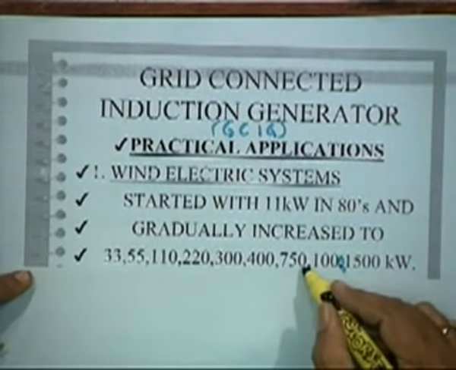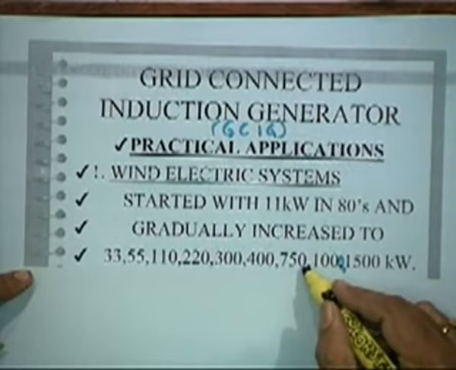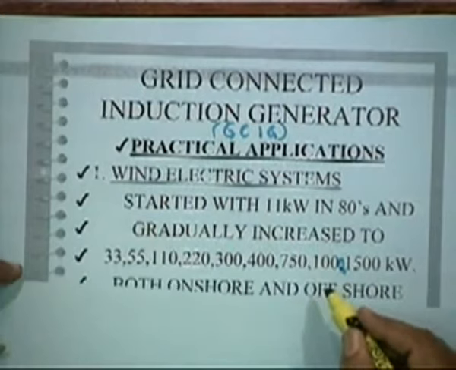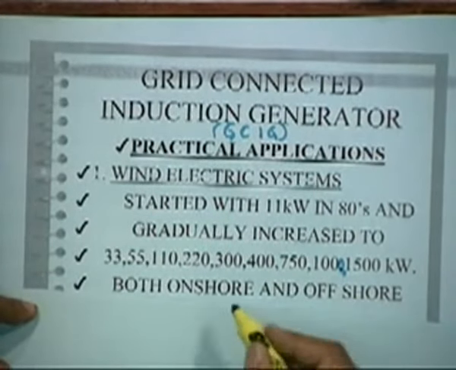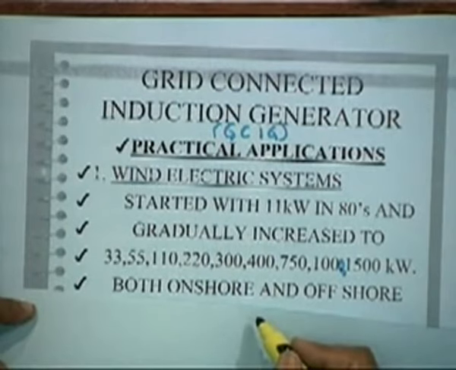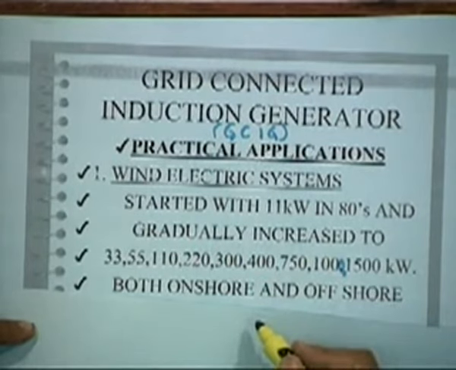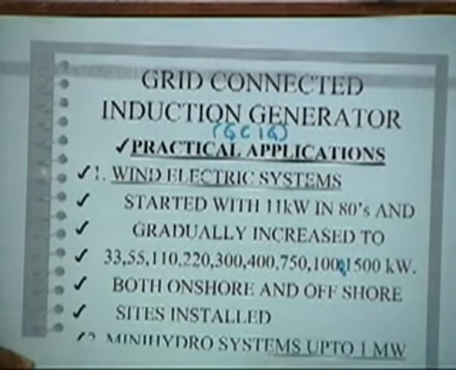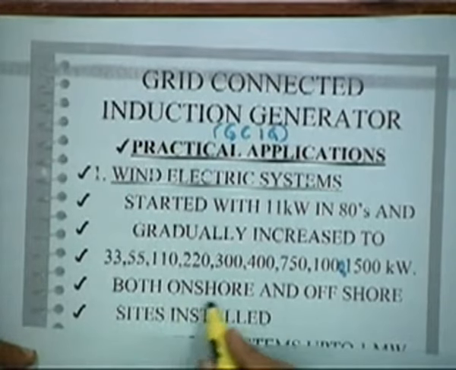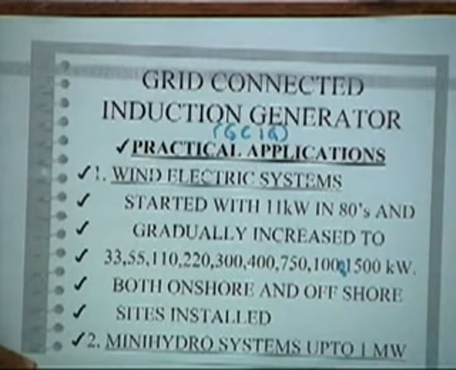In India we have installed 750 kilowatt units in a place near Kanyakumari. There are several plants, and these are installed both onshore and offshore. In fact, there are enough winds on the sea, so we can develop energy outside and then bring it back to the shore by cables. Most of the systems now installed in Germany are offshore. So there are several sites, both onshore and offshore.